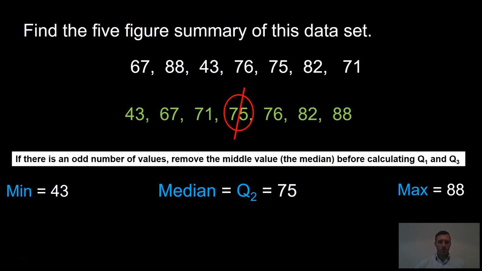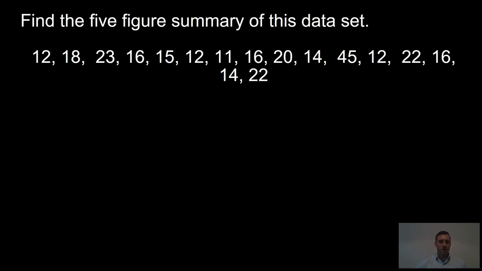So we ignore the median, which splits the rest of the data into 2 sets. The lower quartile is the median of the observations located to the left of the median. The upper quartile, Q3, is the median of the observations to the right of the median in the ordered data set. Let's find the 5-figure summary for this data.